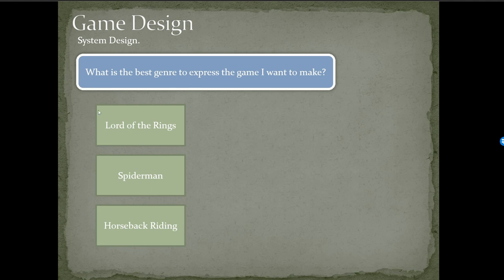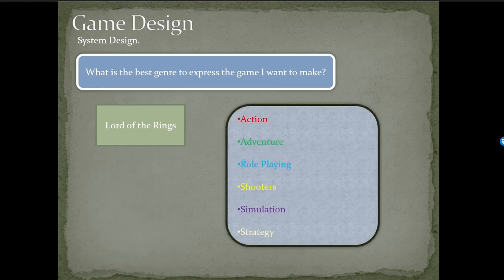So let's say Lord of the Rings, Spider-Man, and horseback riding are three games that you wanted to create games for. So what genres would be best at expressing these? For Lord of the Rings, you could literally do anything, I think, except for maybe shooter, unless you want to do like a Legolas kills a million orcs sort of game. Probably not going to do a simulation because that would be kind of boring, I would think. Though a Lord of the Rings combat simulator wouldn't necessarily be boring, but I just don't think it evokes the feeling of Lord of the Rings as much as the other ones.